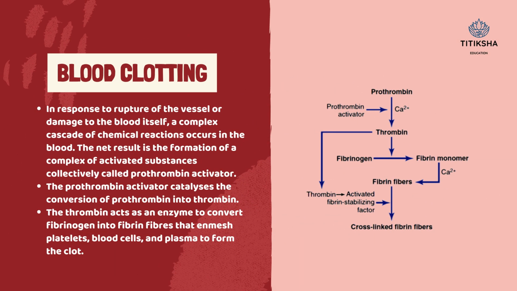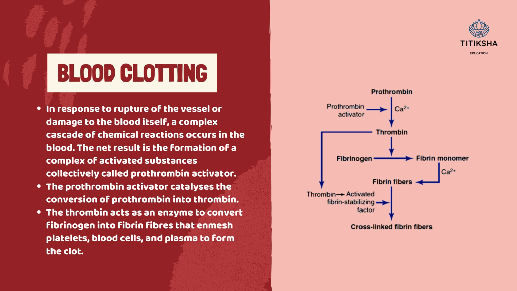Blood clotting. In response to rupture of the vessel or damage to the blood itself, a complex cascade of chemical reactions occurs in the blood. The net result is the formation of a complex of activated substances, collectively called prothrombin activator. The prothrombin activator catalyses the conversion of prothrombin into thrombin.